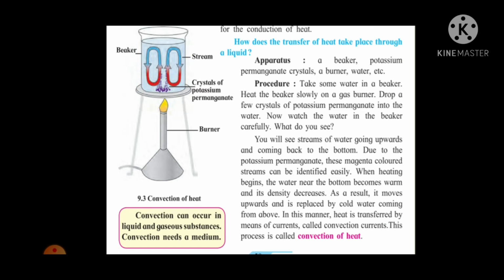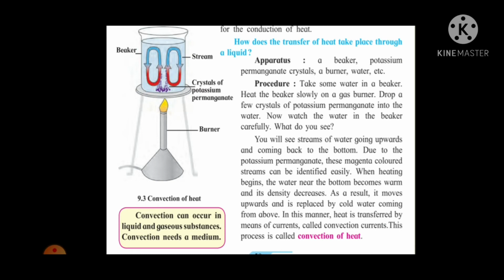As I told you, as the water's density decreases, it moves upward, and the cold water, whose density is higher, comes down. If it is heavy, it will come down. So as a result, it moves upward and it is replaced by the cold water coming from above. In this manner, heat is transferred by means of currents called convection currents.